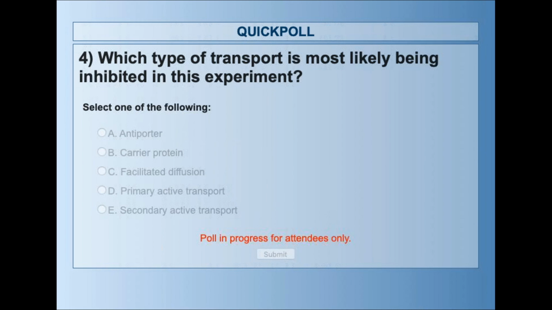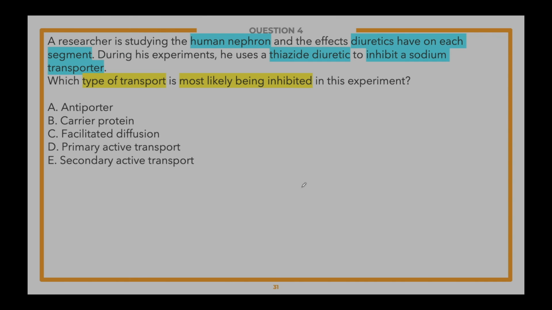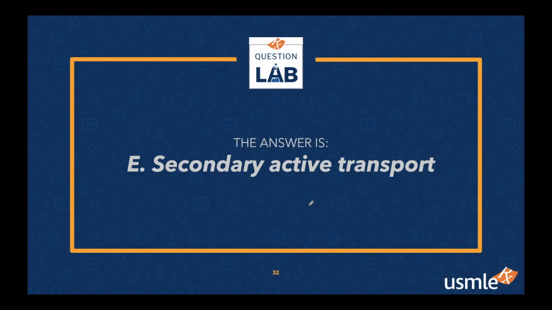All right, well, let's take a look and see what you selected. 33% of you selected primary active transport and 25% of you selected secondary active transport. The correct answer is E, secondary active transport, and a quarter of you got it right.